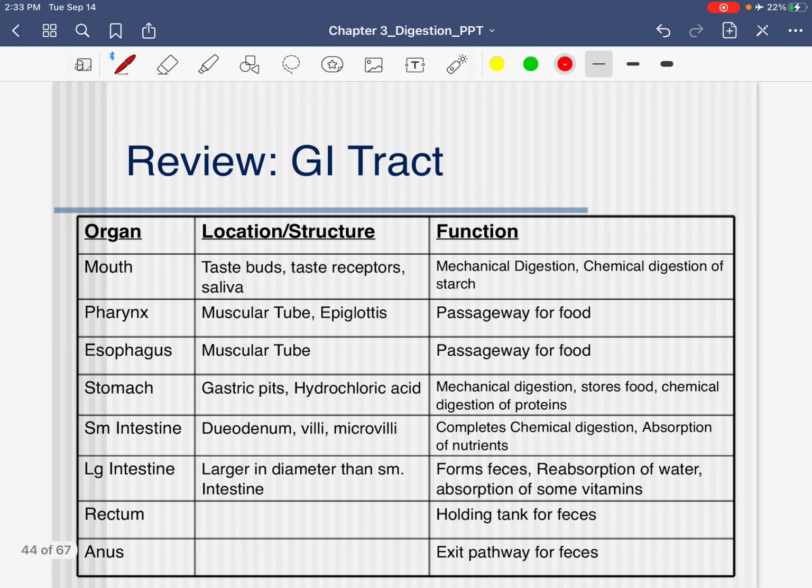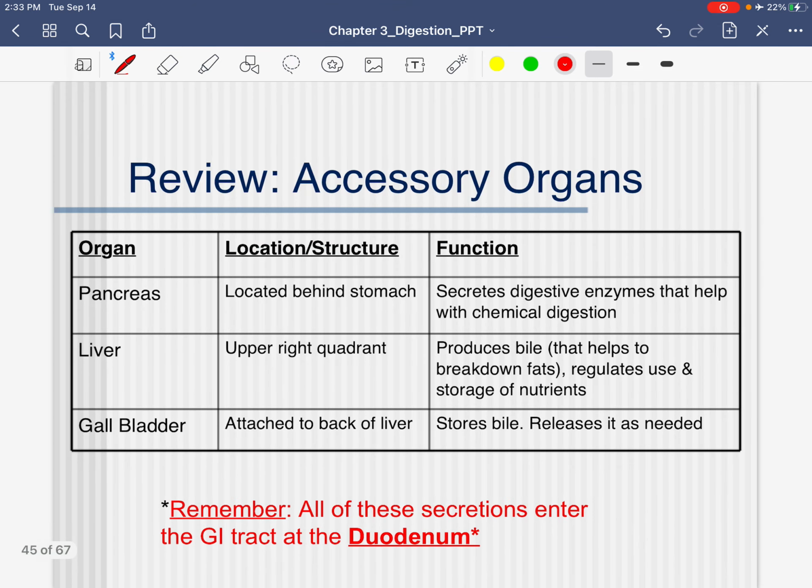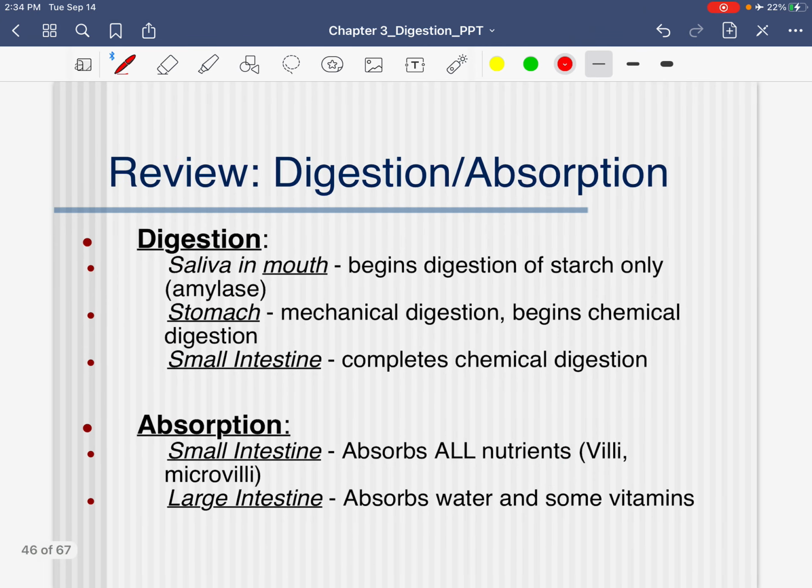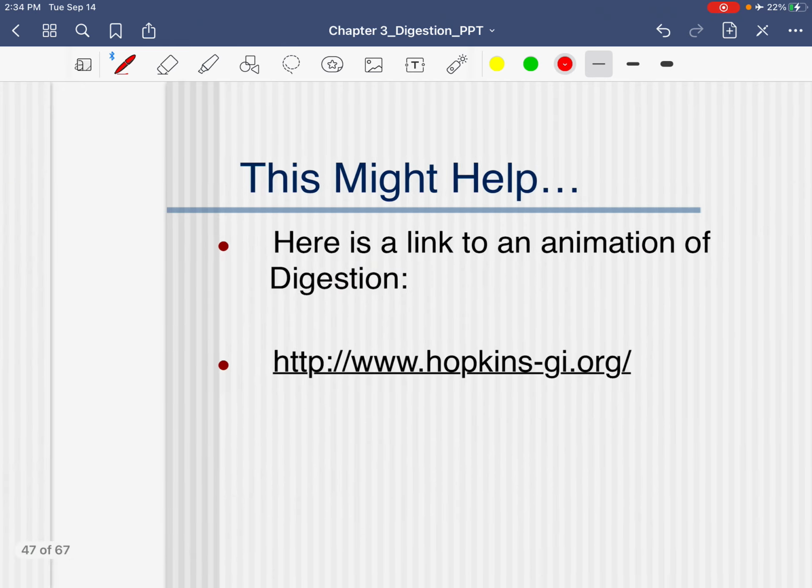I put together some reviews to try and make it easier. As I said, for all the digestive organs, basic structure and function. Here is the structure and function of the accessory organs. Okay. Don't worry about this. Just go back to what we've already talked about. Don't worry about this slide.